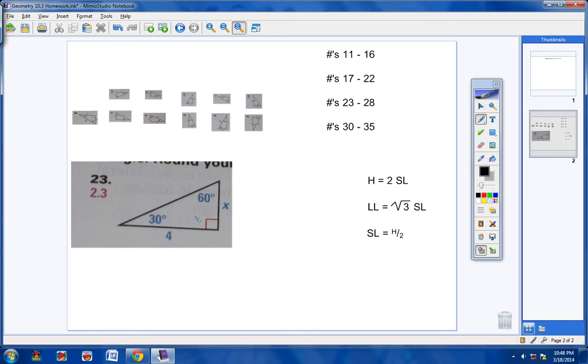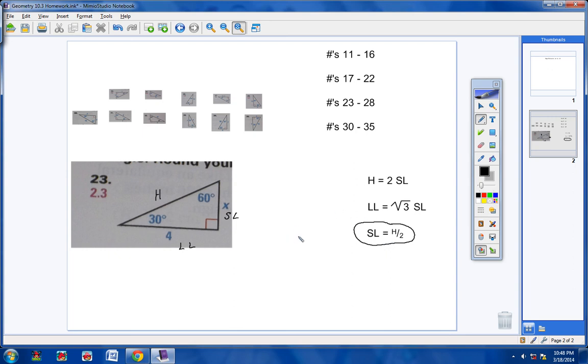Let's label our sides. Here's your right angle, go straight across, this is your hypotenuse. Here's 30, go straight across, shorter leg. And here's 60, go straight across, longer leg. Okay, we're trying to find the shorter leg. And it looks like to me whenever I want to find the shorter leg, it's dealing with the hypotenuse. Do you see that okay?